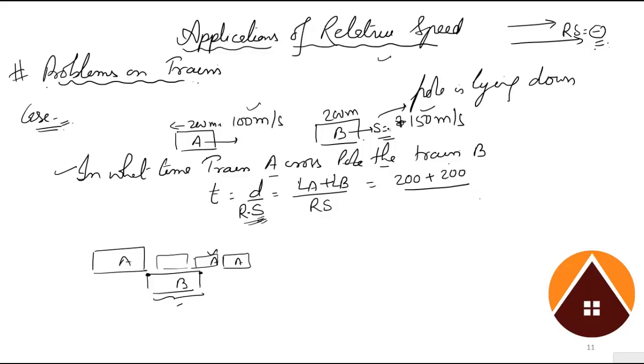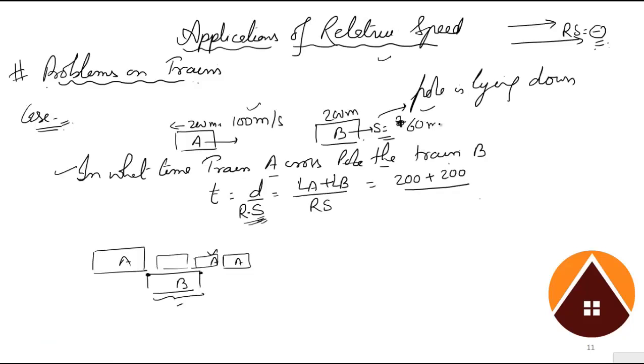Oh, okay, I should have taken this as more, right? This should be less. So let me take this as not 150. Please make this as, say, suppose 60. So say it is 60 meter per second. So the difference will be 100 minus 60. So I get 400 divided by 40 and I get 10 seconds as my answer. So this could be scenario number 4.